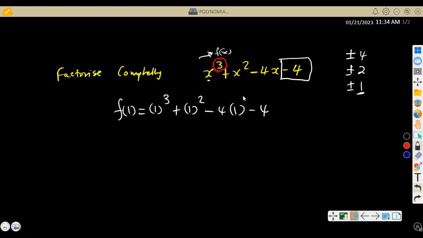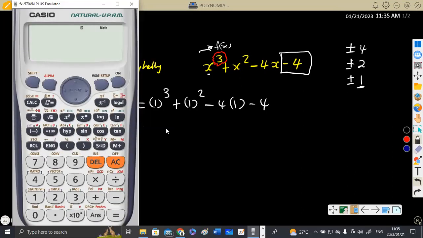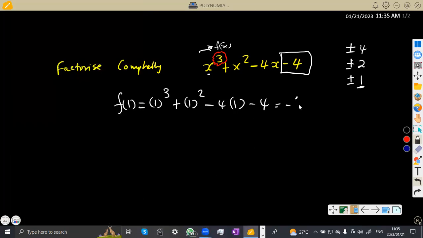So you can actually use your calculator to prove the exact value. Let me just enable my calculator here. Let me share the whole screen so that we can see the calculator. We substituted 1, and 1 to the exponent of 3, guys, is just 1. But we are going to write this so that when we are substituting other values, there's no need for us to rewrite this again. So this is 1 to the exponent of 2 minus 4 times 1 minus 4. If you substitute, you obtain minus 6.